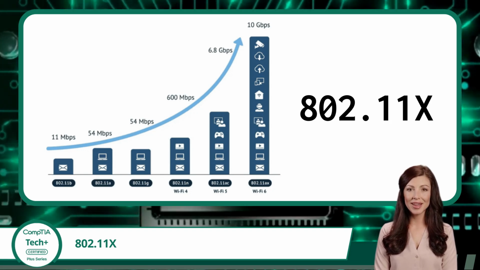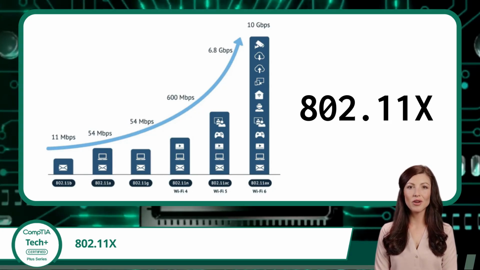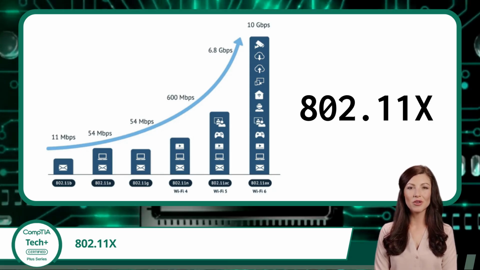So if someone says 802.11x, they're not referring to a specific version. Instead, they're referring to the entire family of wireless networking standards under the 802.11 umbrella. This kind of shorthand is helpful when you're talking about Wi-Fi in general, or when you don't need to get into the specific technical differences between the various versions.